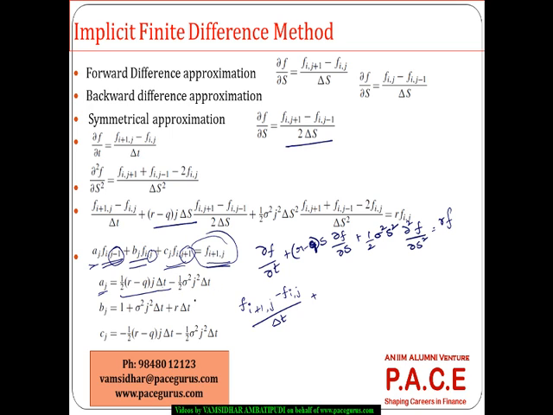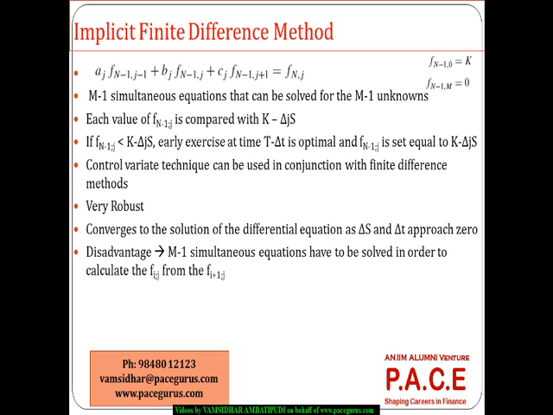Now j is known, delta t is known, sigma squared is known, r minus q is known. All these values a, b, c are known. This is an implicit finite difference method. So we are finally getting aj times this, bj times this, cj times this, which means at the end I am having m minus 1 simultaneous equations that can be solved for m minus 1 unknowns.